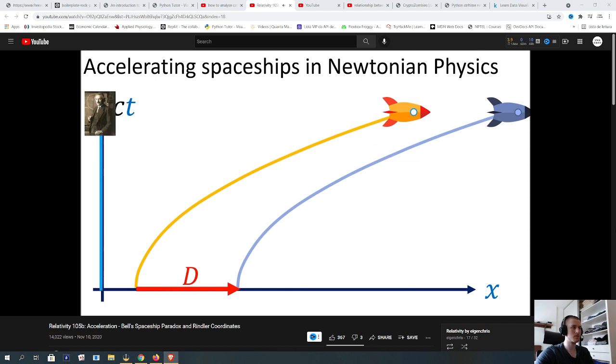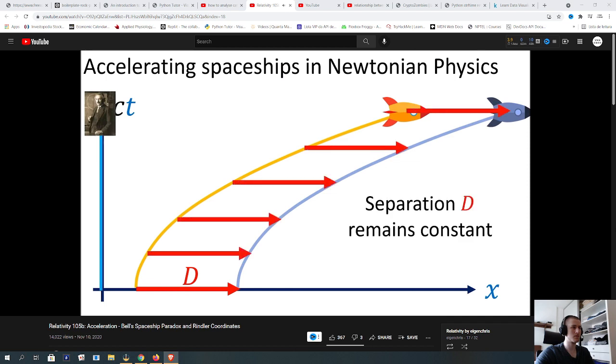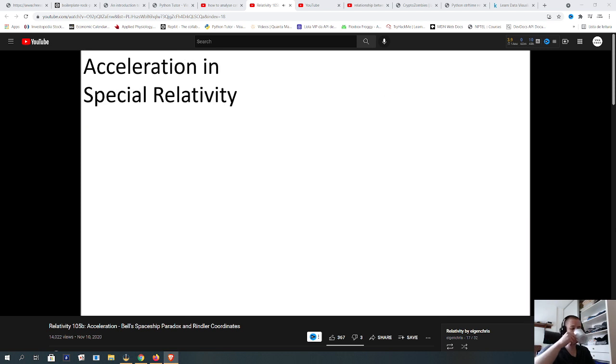A stationary observer would see the distance d between the spaceships remain the same throughout their journey. And since this is Newtonian physics, time and space are absolute quantities that everyone agrees on. This means that all observers agree the distance between the spaceships stays the same.